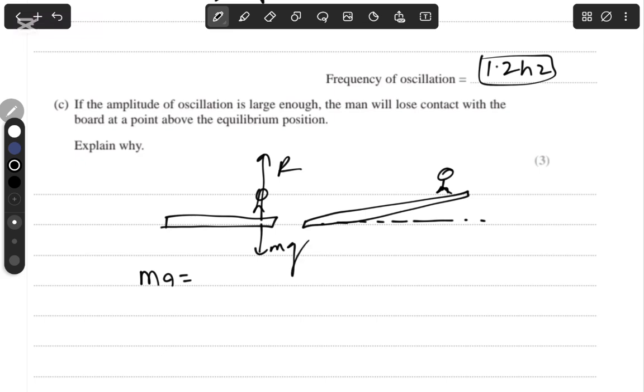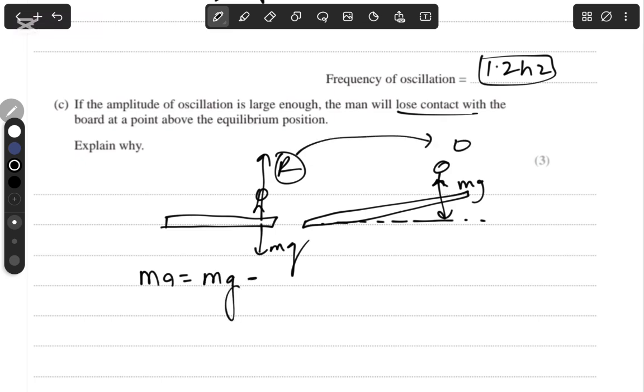Okay. Now, when the man loses his contact, remember this reaction force is a contact force. So the man will be in air. And when the man is in air, the only force acting on him is mg. So what R should be is, R should change from its value to 0. Okay. So it's going to be mg minus R. So R will decrease.